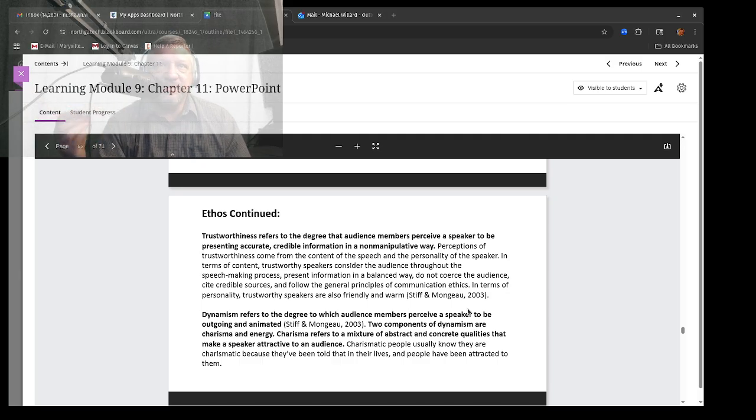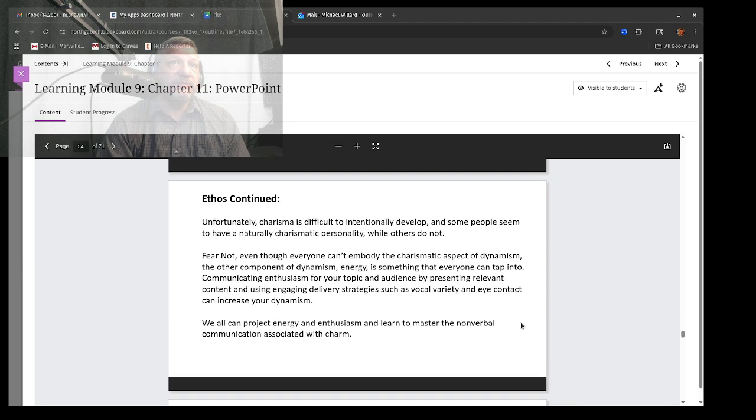Charisma is a mixture of the abstract and concrete qualities that make a speaker attractive to an audience. People who are charismatic usually know they're charismatic because they've been told that their whole lives. They've all heard it over and over, and they found that people were attracted to them. Unfortunately, charisma, you can't easily adapt that skill. Some people have it naturally, others do not, but dynamism, energy, the way you send your information across can be adapted. You can communicate with enthusiasm for your topic, right?